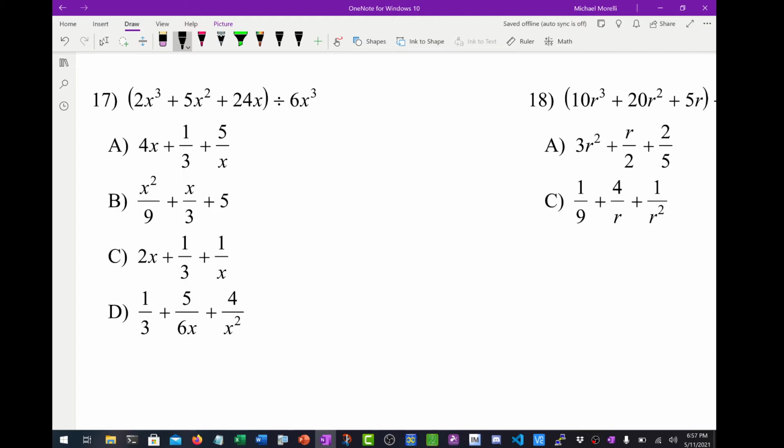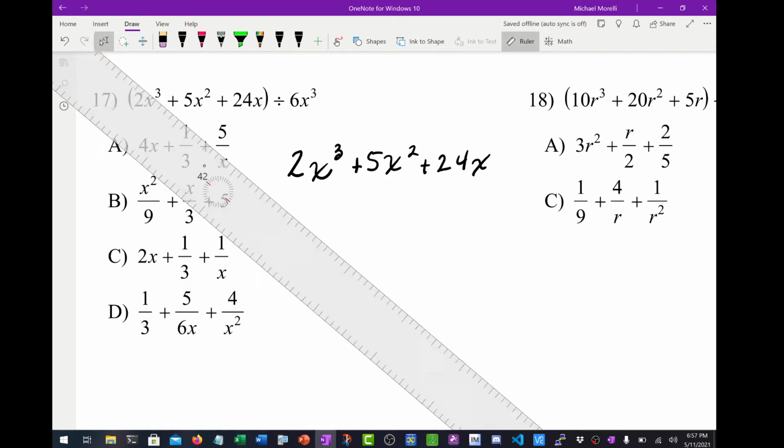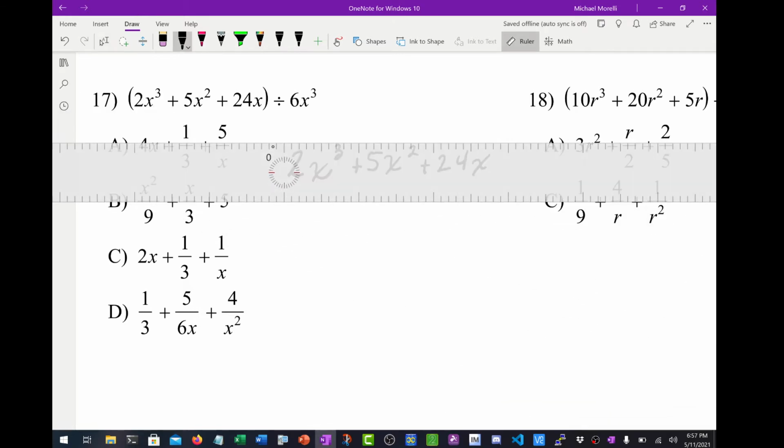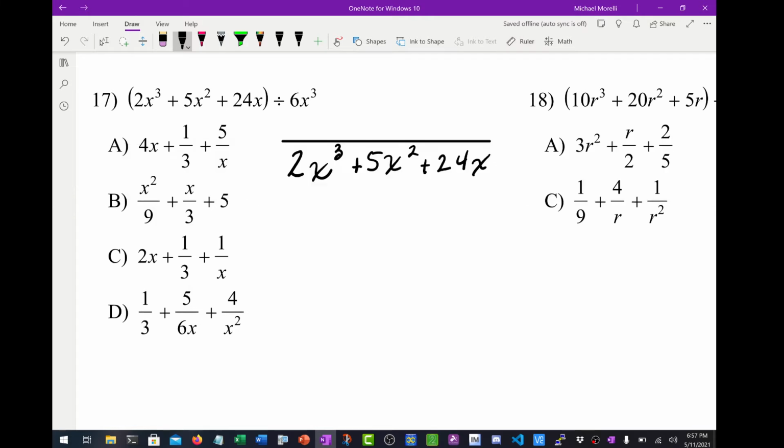So step one is to just rewrite it. 2x cubed plus 5x squared plus 24x. And that's our dividend. Okay, so we need to put the division bar over that, and then print our divisor right here, which is 6x cubed.